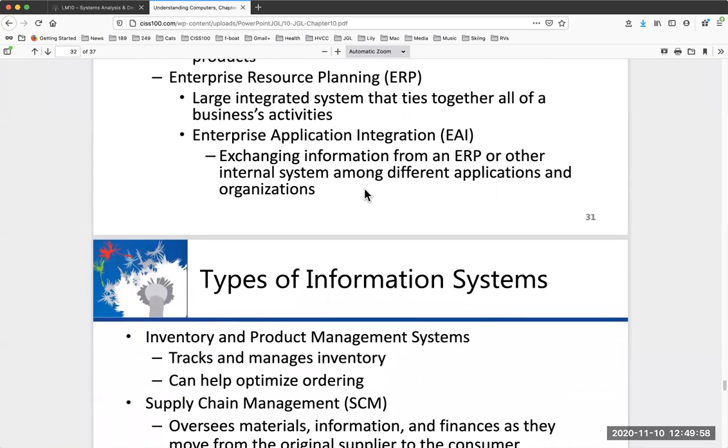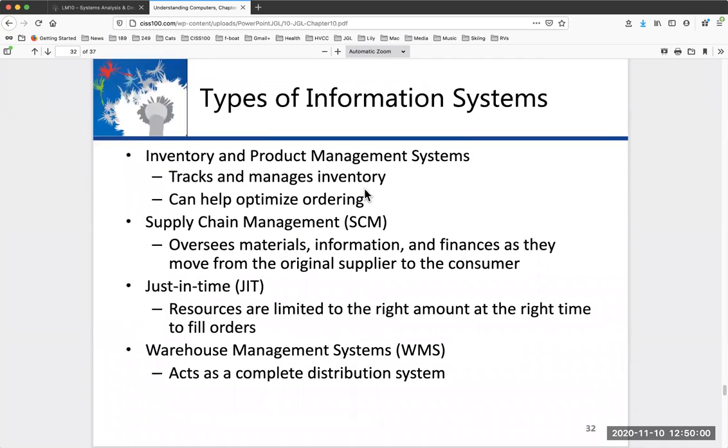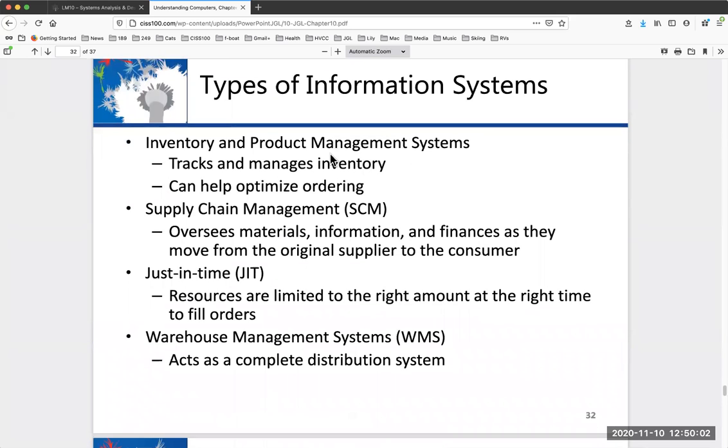So I spoke about enterprise resource planning. A lot of things here: inventory product management systems, database, okay? Supply chain management, database, but other things. And I'm going to talk about this more down the road too. Warehouse management systems, again, database, inventory.